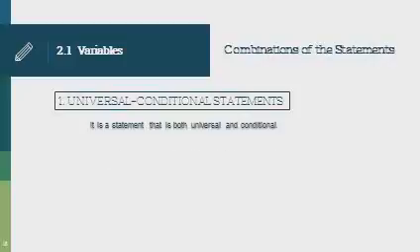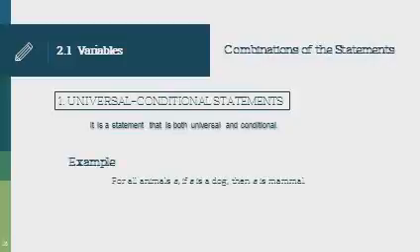First, let's have the universal conditional statement. It is a statement that is both universal and conditional, of course. So, i-combine lang natin yung ating observation kanina doon sa universal and conditional. For all animals A, if A is a dog, then A is a mammal. Again, for all animals A, if A is a dog, then A is a mammal.